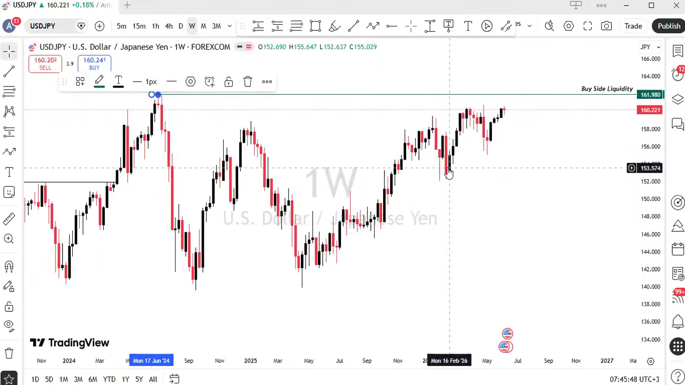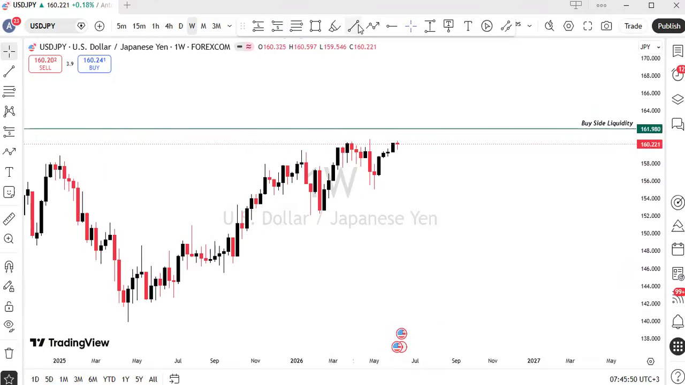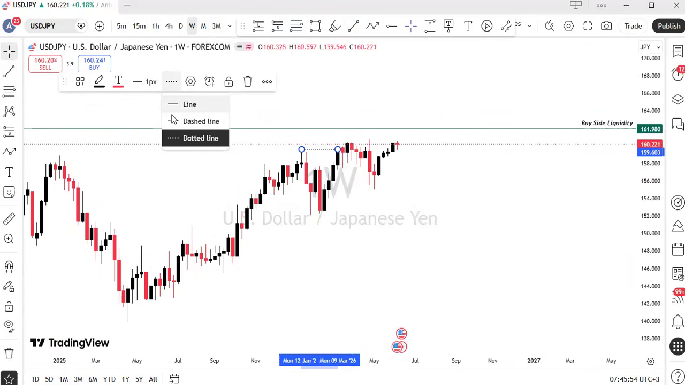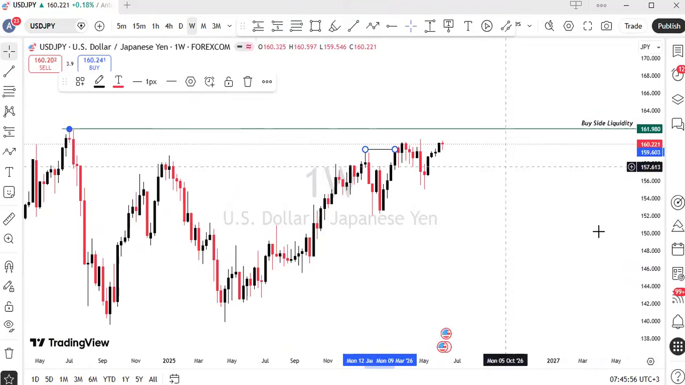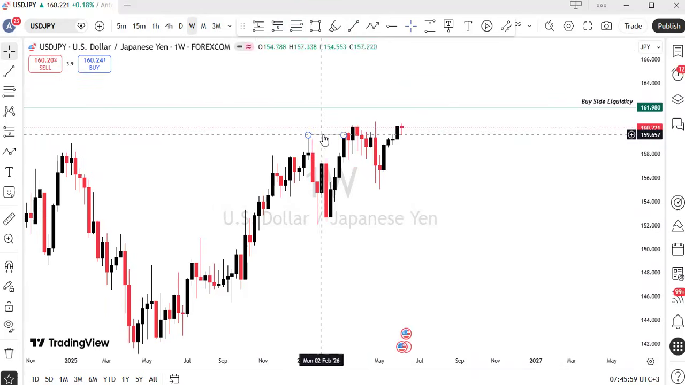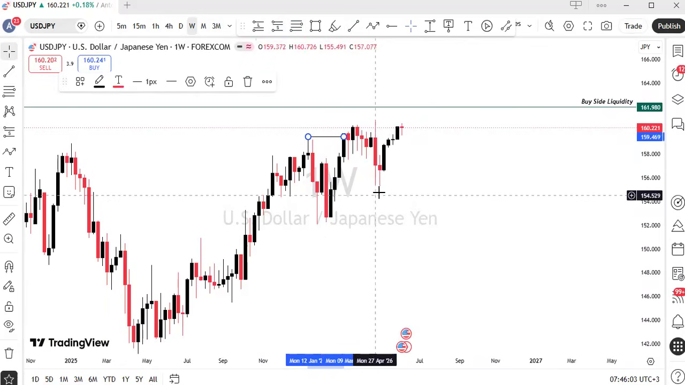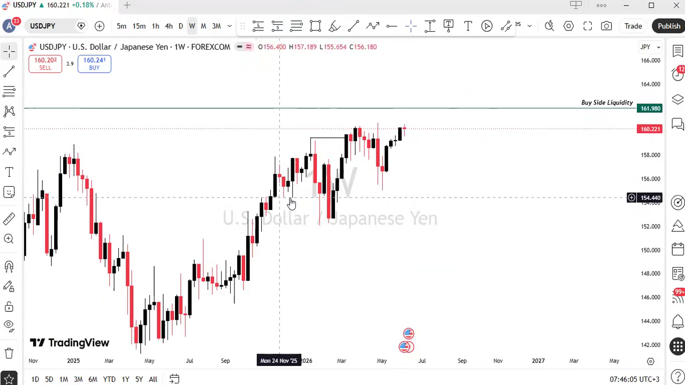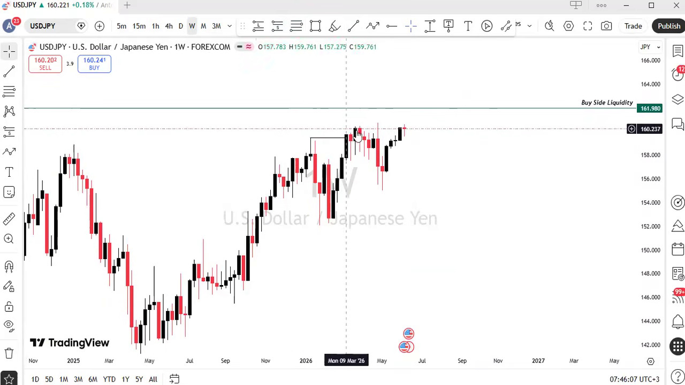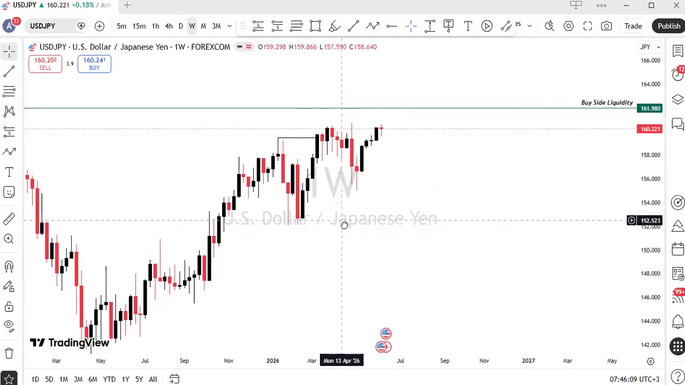I will just go to the last internal structure. What is your last internal structure? This becomes your last internal structure. Okay, so we have this break of structure to the upside. Of course, this is a very good break of structure. You can see it swept this internal liquidity before pushing to give you that break of structure. This is a very strong low.